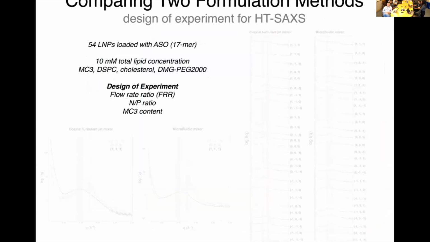For the actual design of experiments for our high throughput SAXS platform or screening, we had 54 different lipid nanoparticles that were all loaded with antisense oligonucleotides with this lipid composition. The main factors that we were varying were flow rate ratio, the ratio between lipids to oligonucleotides, which we call the N over P ratio, and the content of our ionizable lipid, MC3.